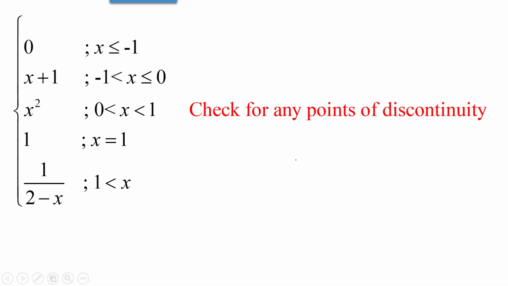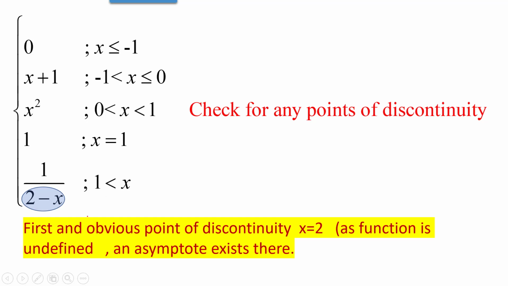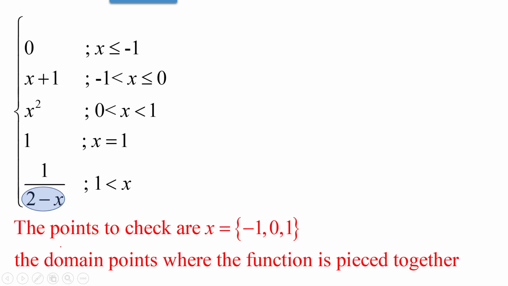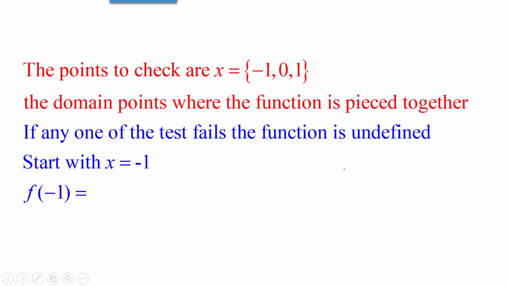So check for any points of discontinuity. I straight away know there is one point of discontinuity, but I need to check the points at -1, because that's where this function ends and this one starts. So that's where it is pieced together. Then I need to check at 0, and then I need to check at 1. So we'll be checking 3 other points. As I clearly said, the first and obvious point of discontinuity is when x equals 2. So the points to check are -1, 0, and 1. Those are the domain points where the function is pieced together.